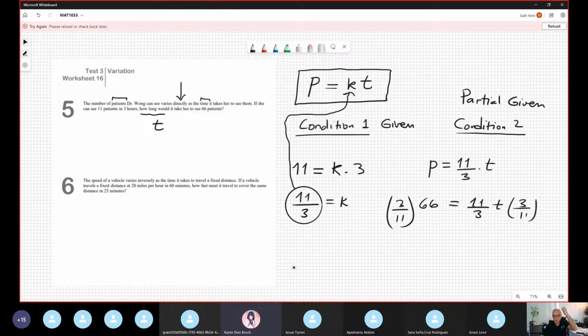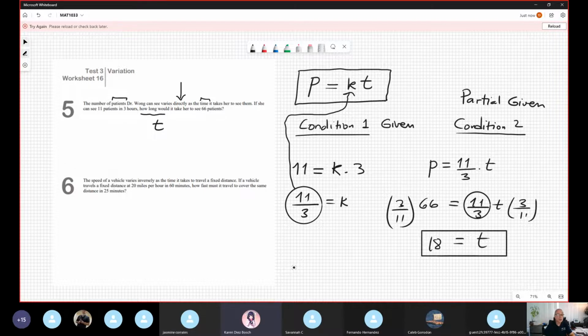Okay, so magically any number times its reciprocal is 1. So it's just T. And 66/11 is 6, and 6 times 3 is 18. T is 18, I suppose it is hours. Now let me see the unit we're using. Yes, 3 hours, 18 hours. Time spent by Dr. Wong to see 66 patients. Make sense?